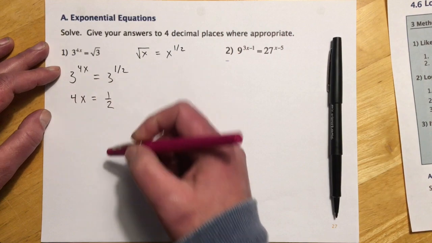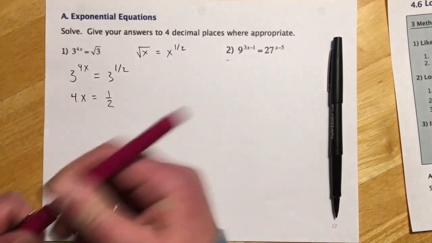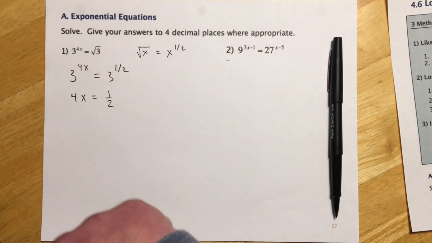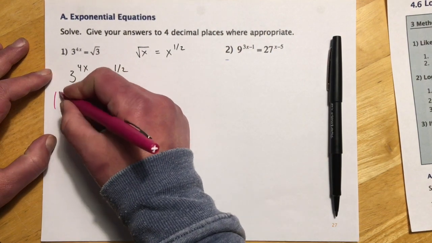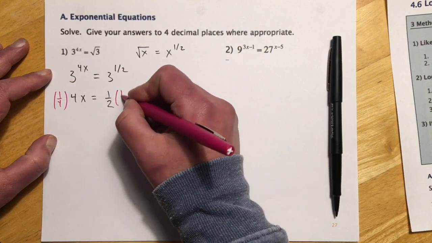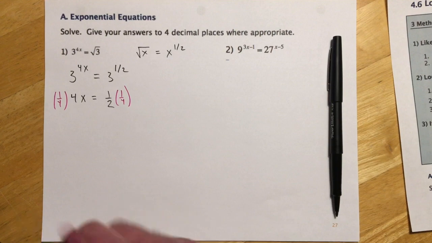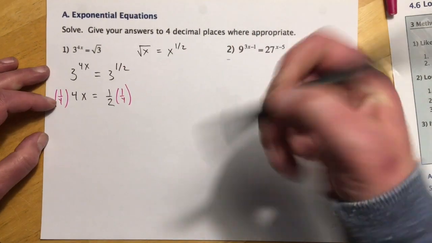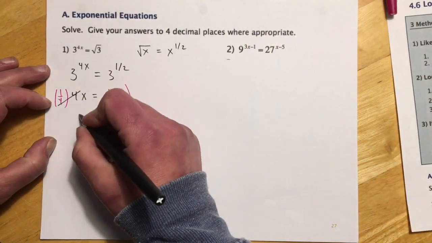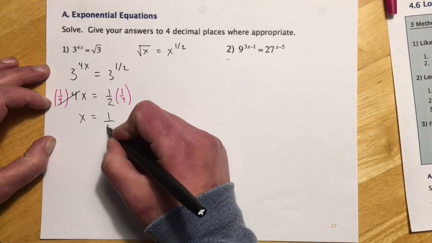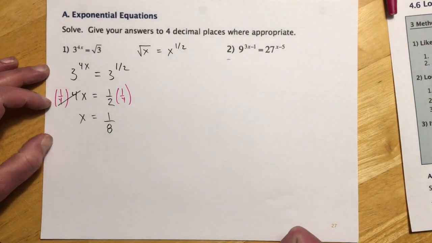And so rather than dividing by 4, because that would give me a fraction over a fraction, I'm going to think of this as multiplying by 1/4. It just makes it a little bit easier on the right-hand side. So 4's cancel, I got x, and that's going to equal 1/8.